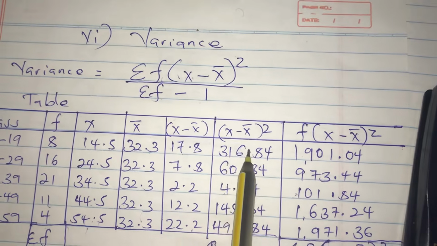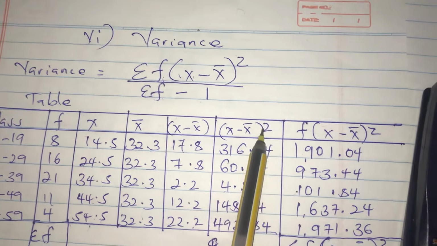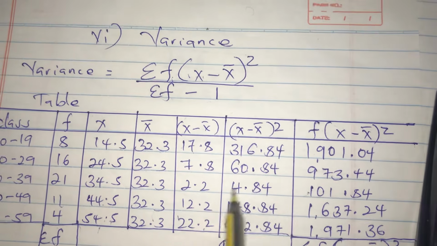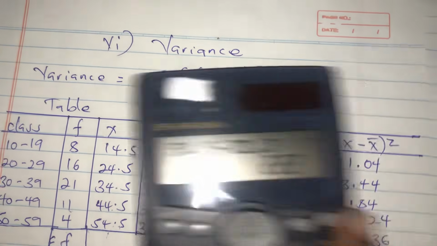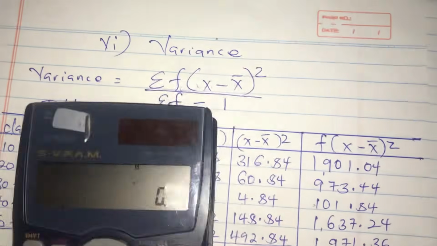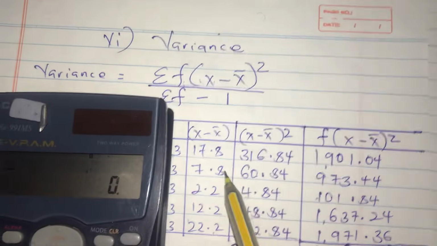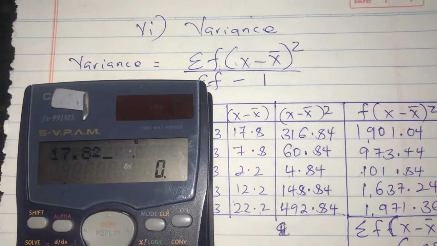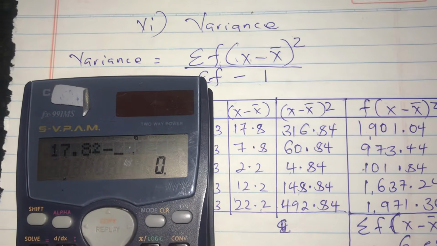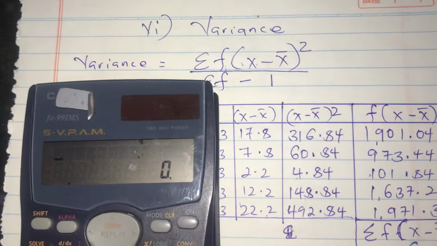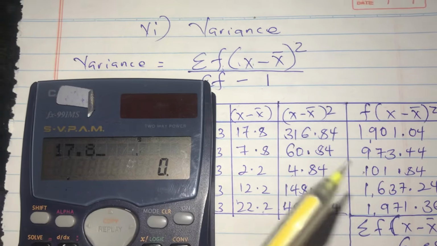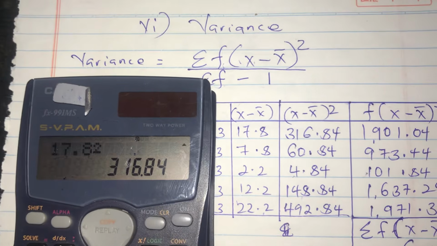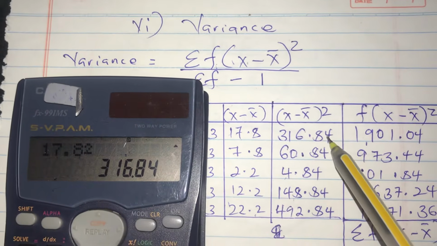Then we need x minus x bar squared. We simply square the figures here to get this. So the first one is 17.8, 17.8 squared, we get 316.84. It is what we put here.